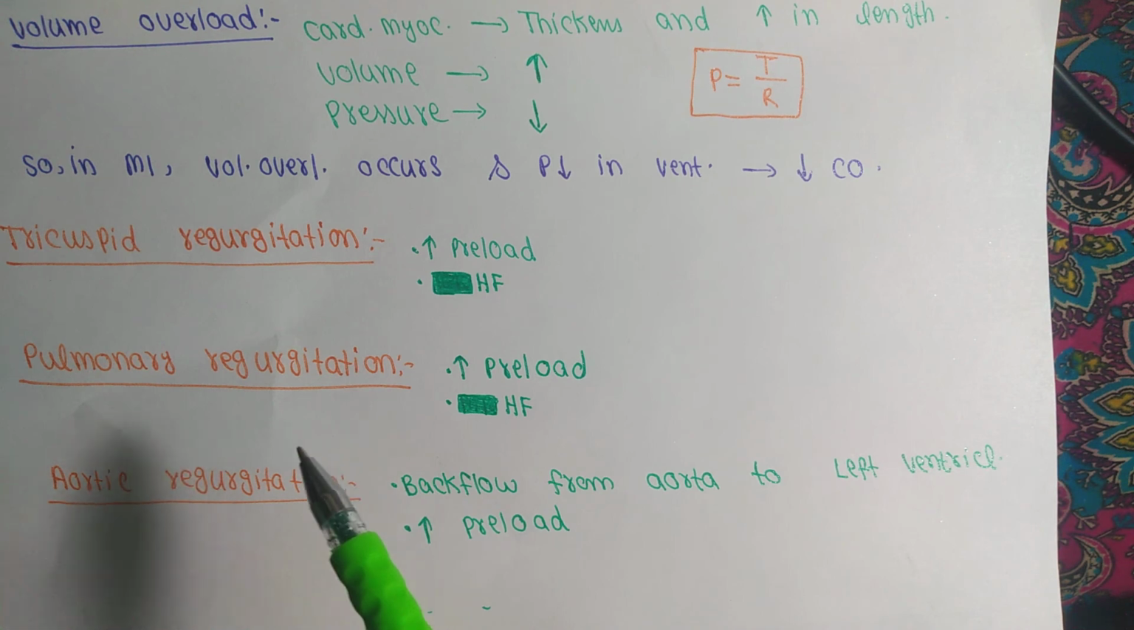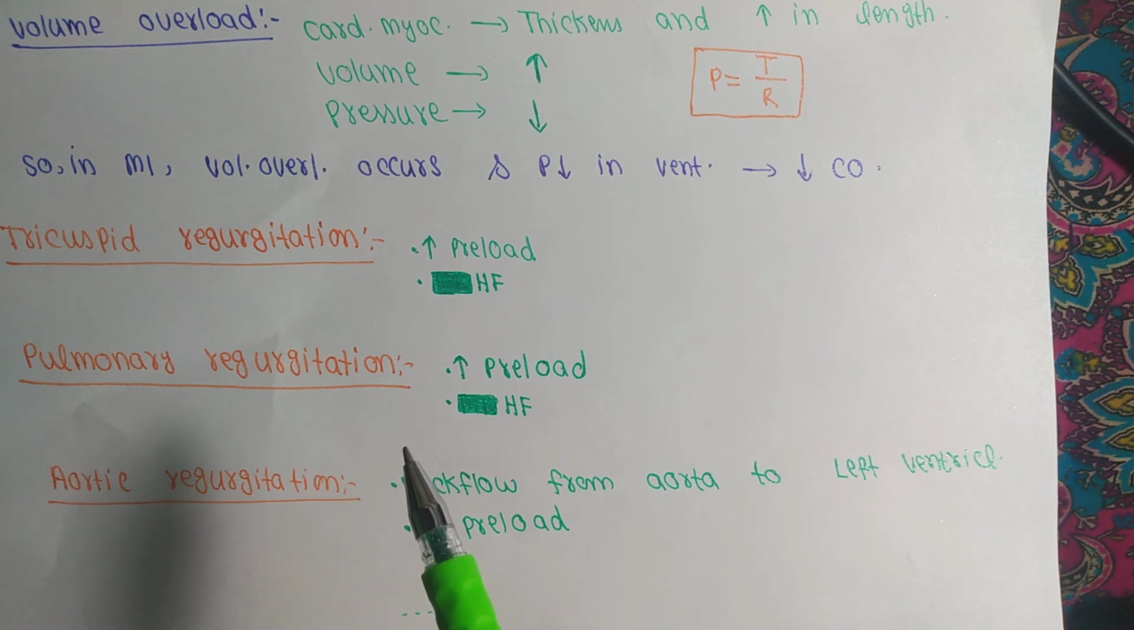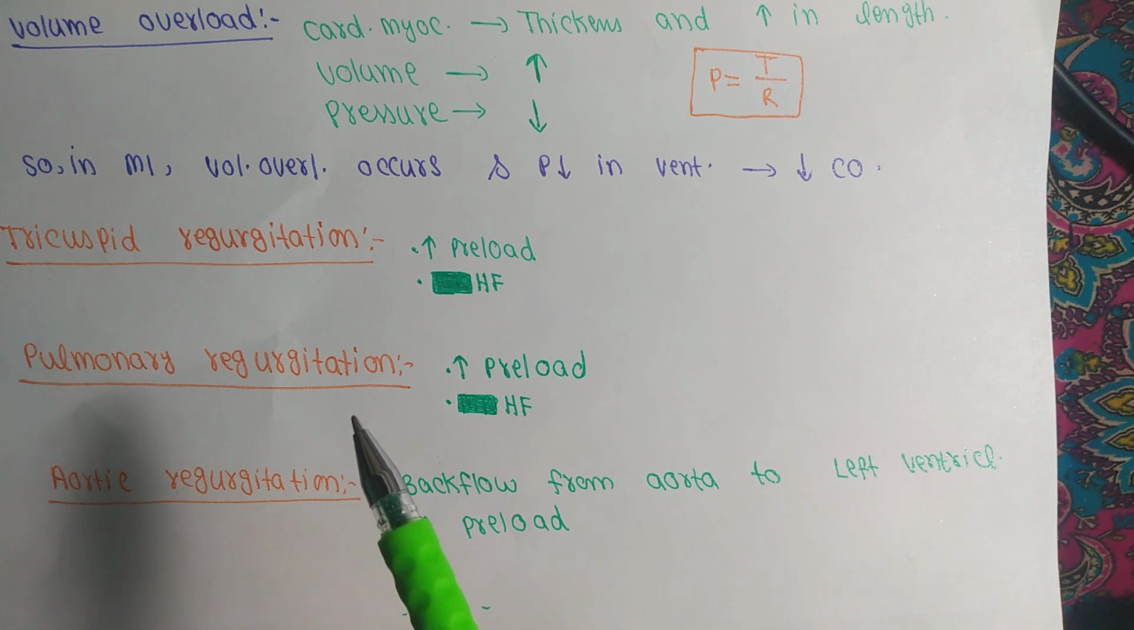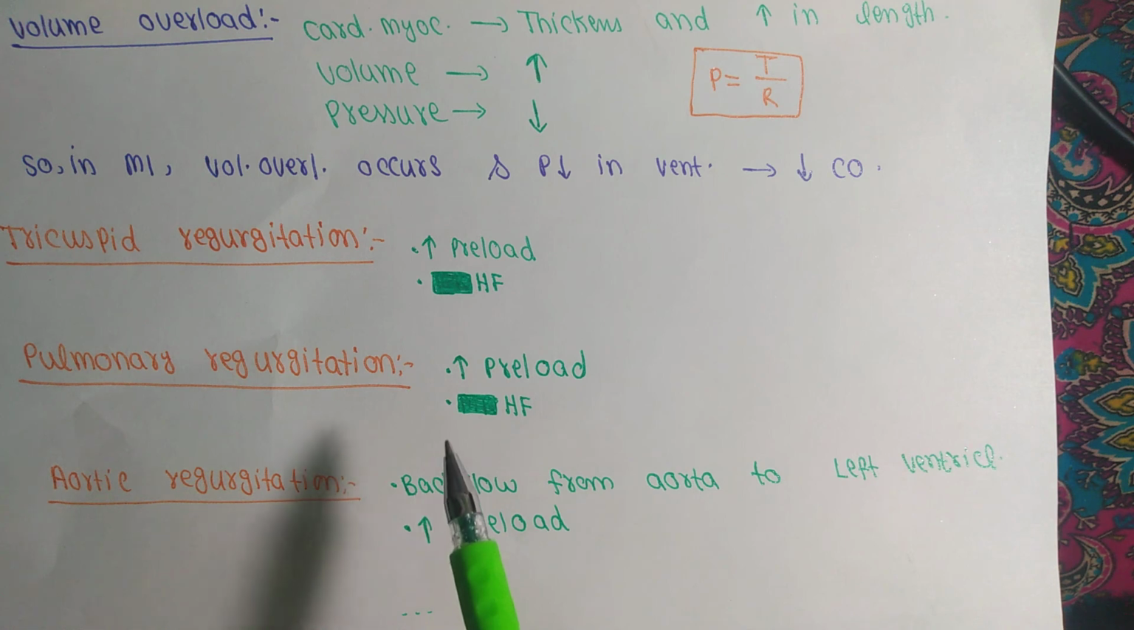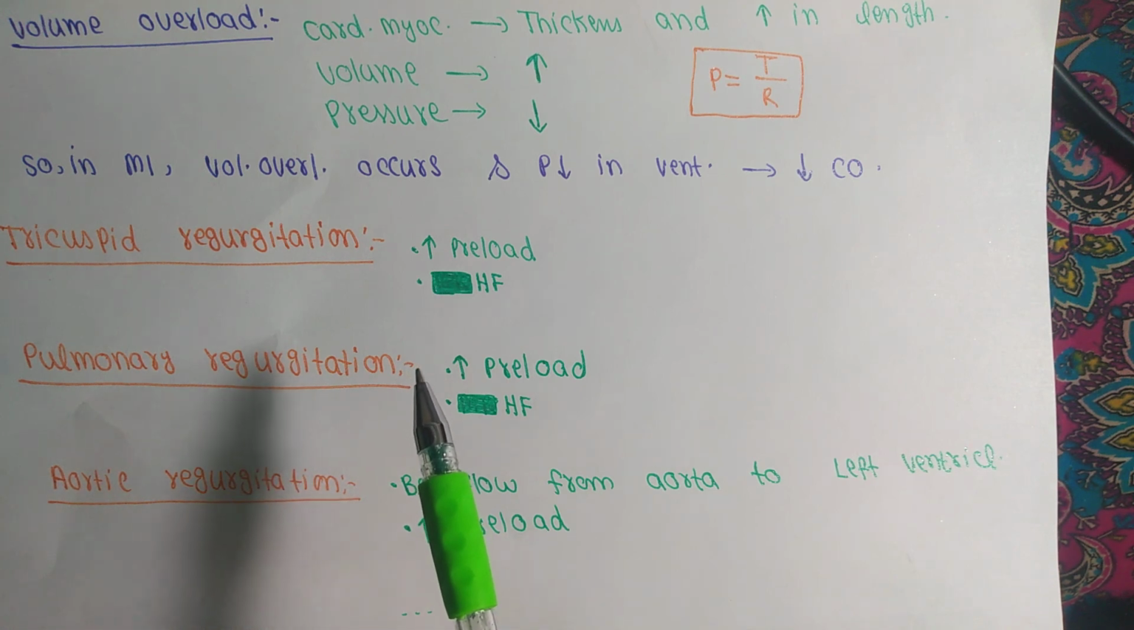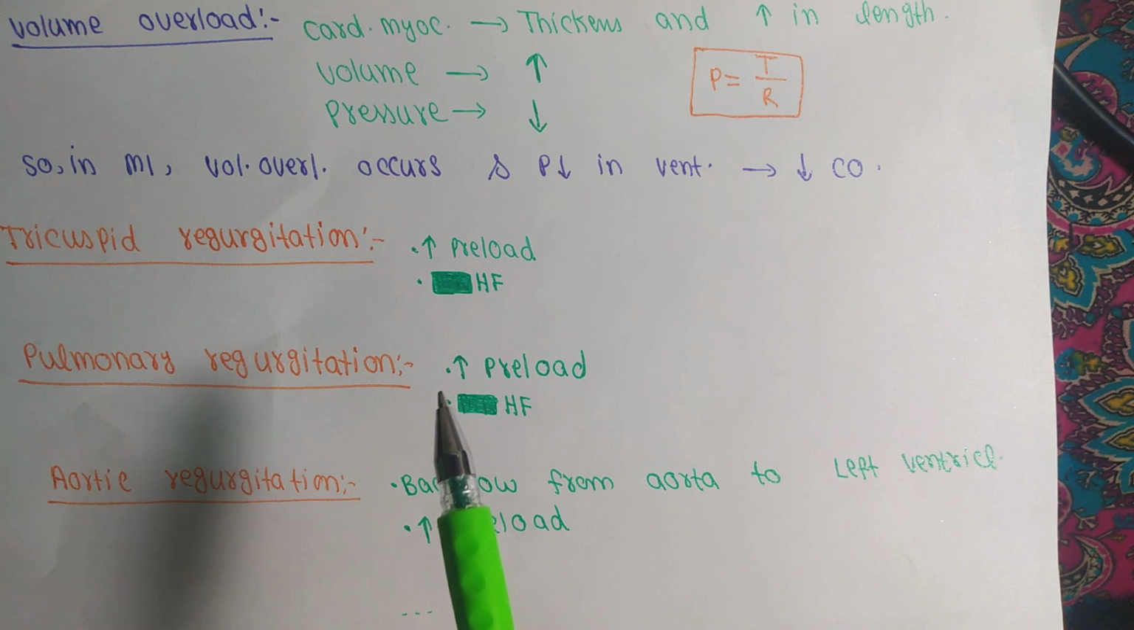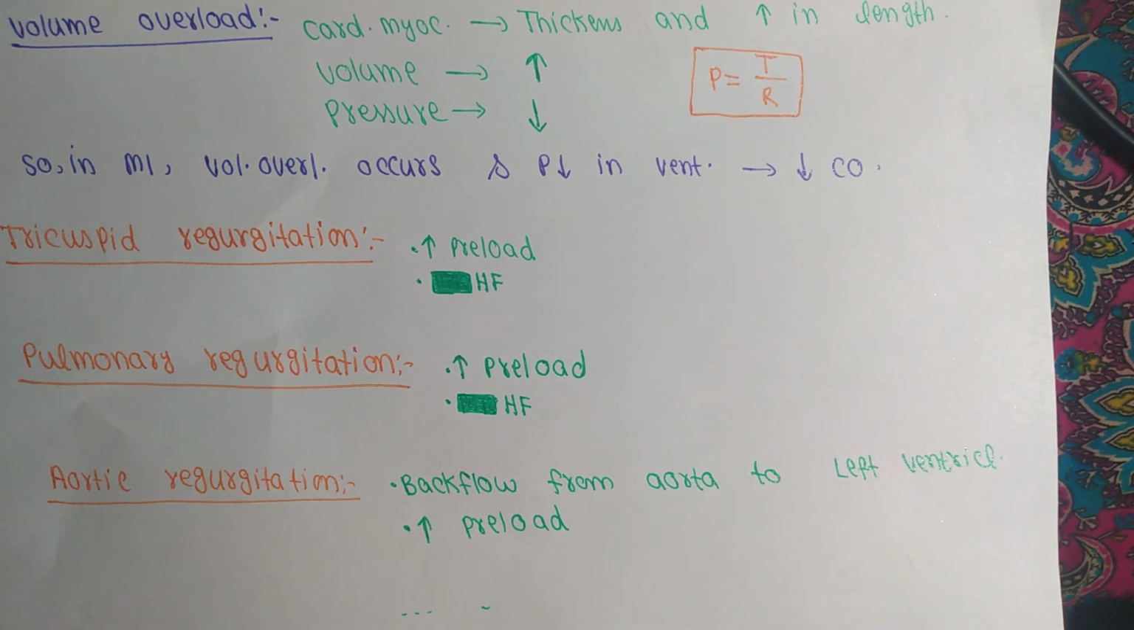Pulmonary regurgitation also results in increased preload in the right ventricle. Backflow of blood occurs from the pulmonary artery into the right ventricle during right ventricular diastole. Aortic regurgitation also causes left ventricular preload. Backflow of blood occurs from the aorta into the left ventricle, and this results in increased preload in the left ventricle. So these were different factors causing increased preload. We will discuss the rest in the next lecture, inshallah.